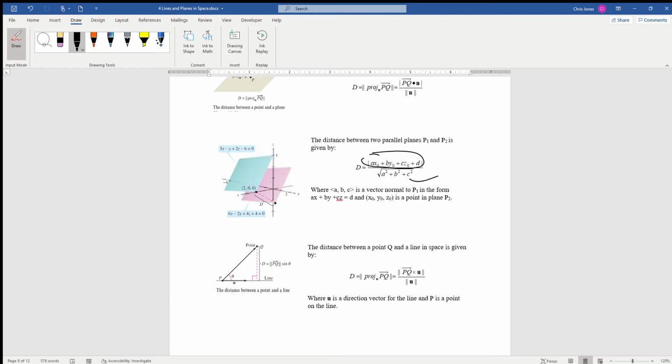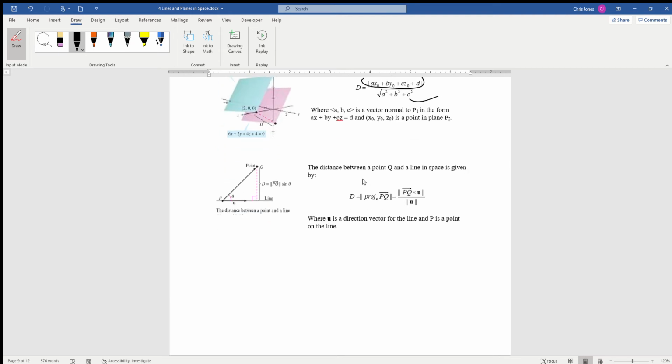And then to find the distance between a point and a line in space, it's a little bit different because we don't have a normal vector. But what we can do is find a normal vector by finding the cross product. That's why we use the cross product in this one instead of a dot product, because we don't have a normal vector to help us find the projection. The projection helps us find that distance.